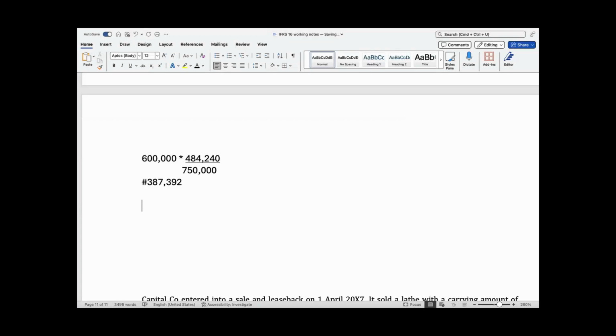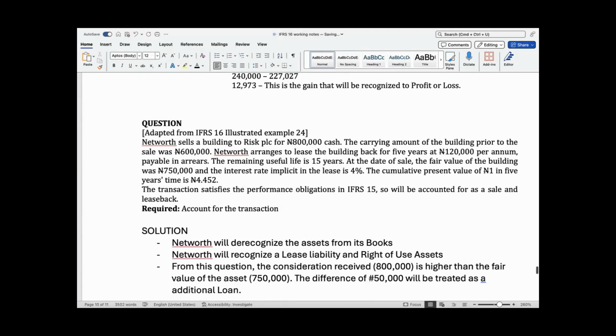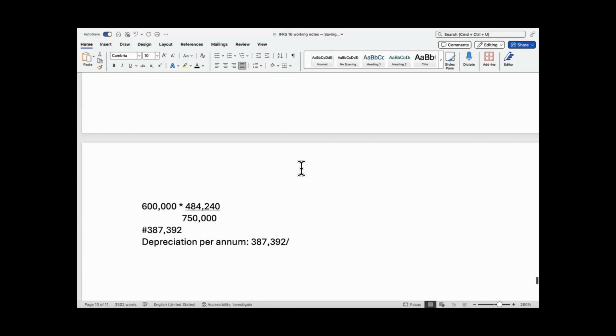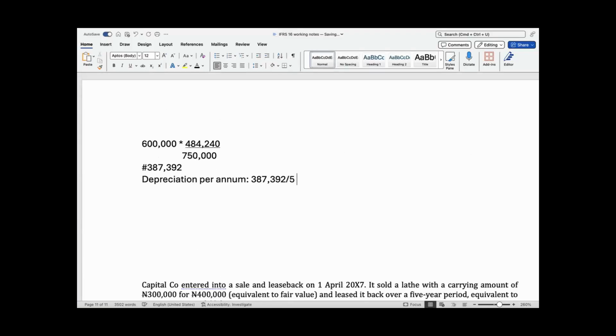Then of course, you can depreciate this. You can do your depreciation per annum, which is the 387,392 divided by the lease term. And what's the lease term? 5 years, divided by 5. If I divide this by 5, it gives me 77,478.